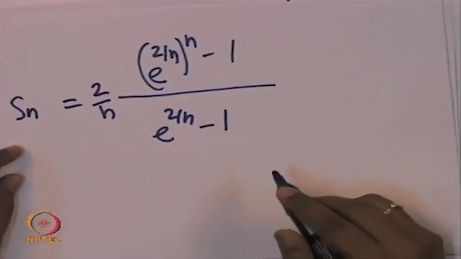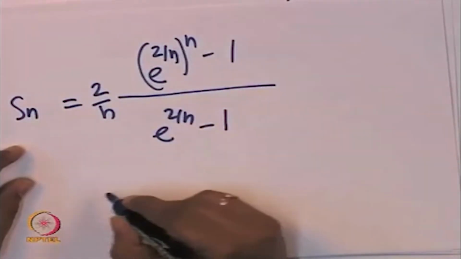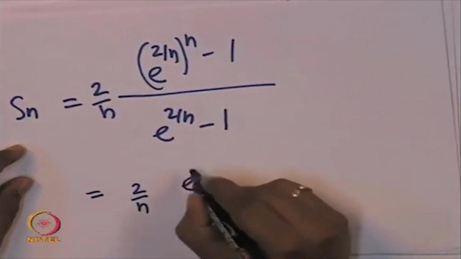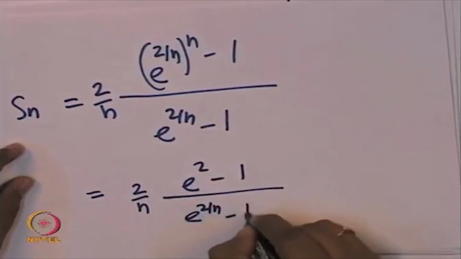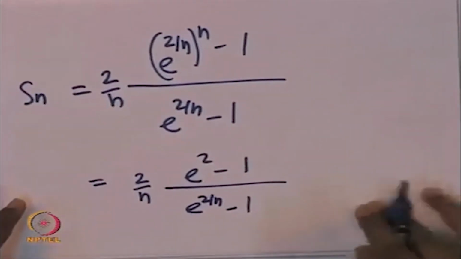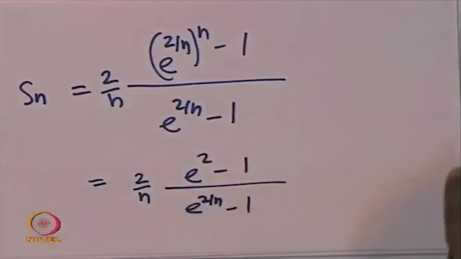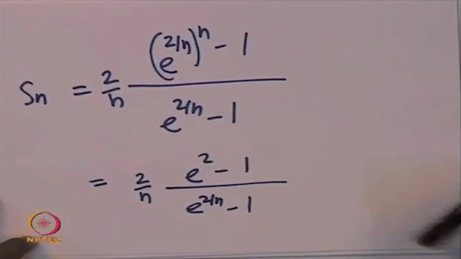Now, e power 2 by n whole power n is e square, so we have 2 by n into e square minus 1 divided by e power 2 by n minus 1. We know the answer is e square, and this is emerging from this. What we have to show now is that the rest of it goes to 1 when n goes to infinity. So, this is our S of n.